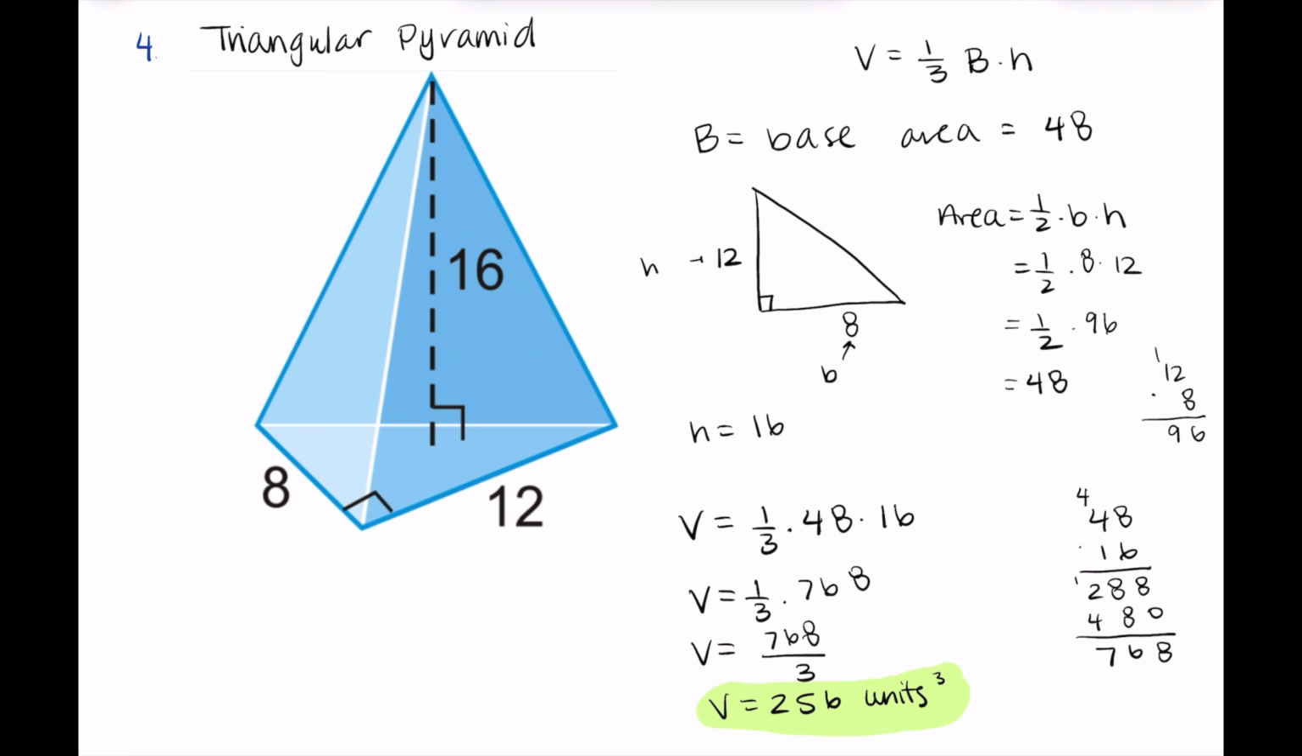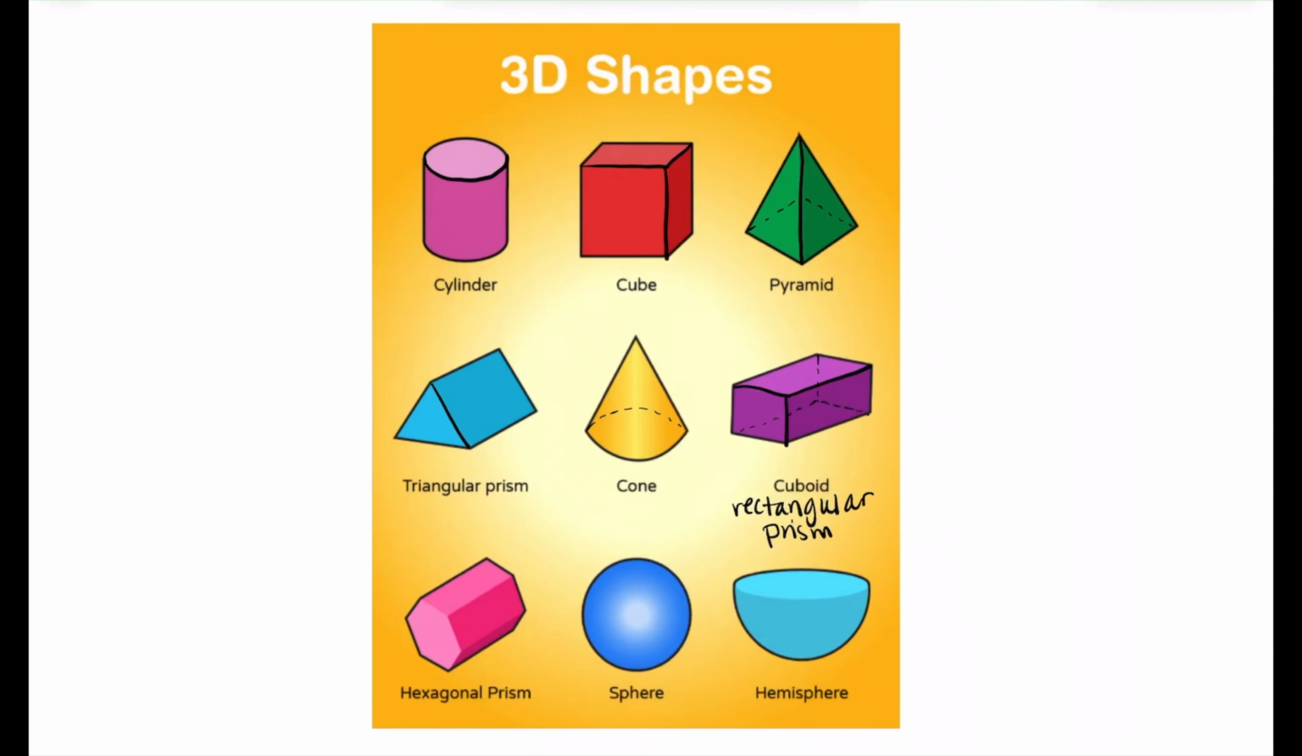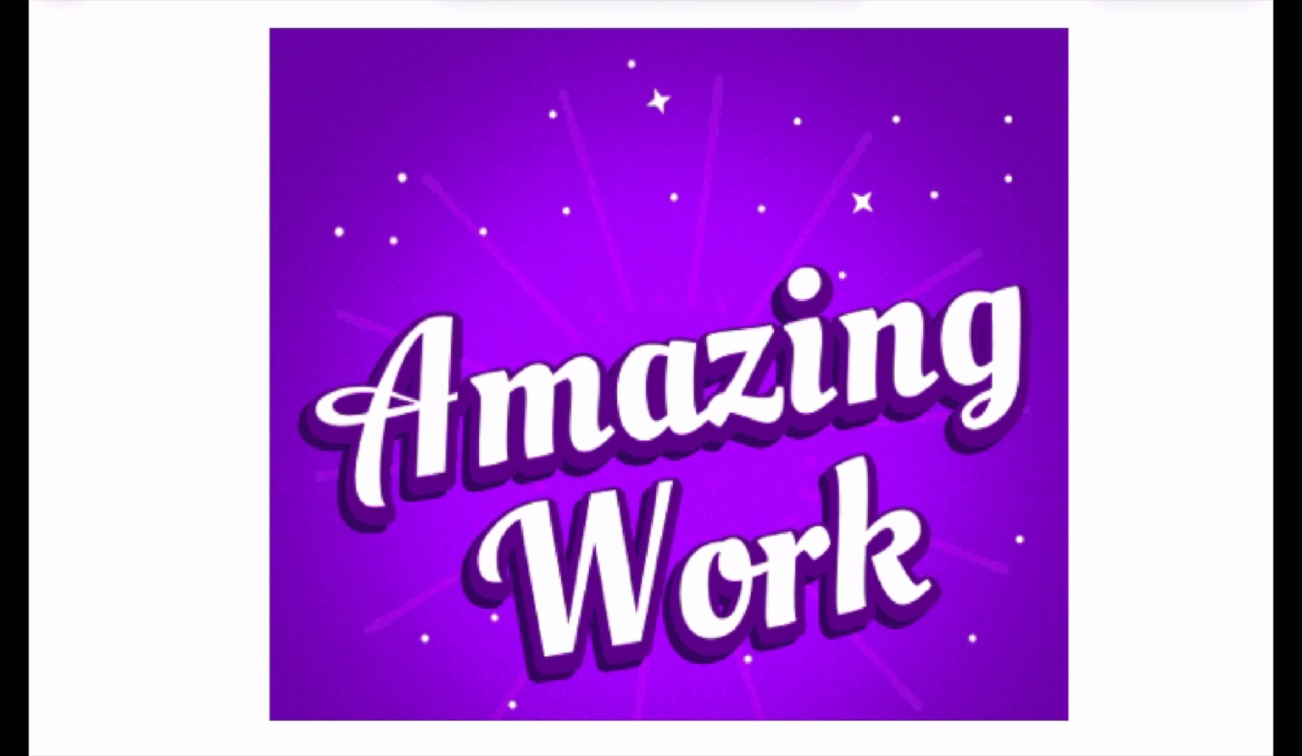So now that we've gone through our last practice problem, I just wanted to revisit all of the 3D shapes we had gone over previously. We have done volume of cylinders, cones, pyramids, triangular prisms, and rectangular prisms. And next time we will go through volume of a cone and of a sphere. But for now, that is the end of today's lesson.